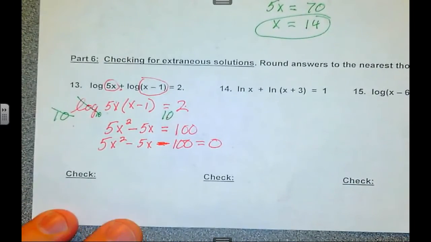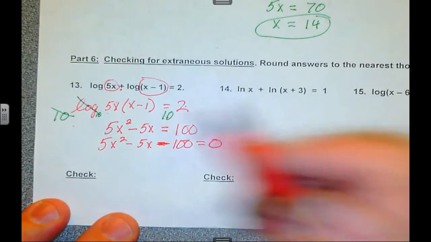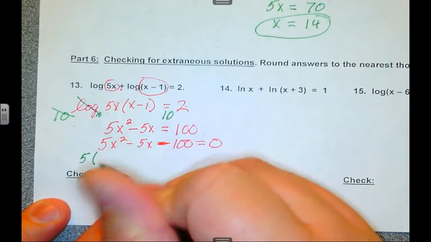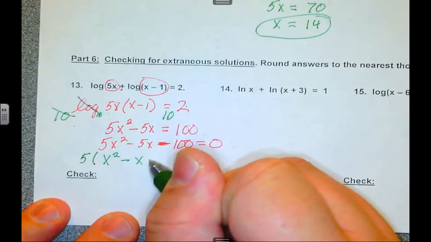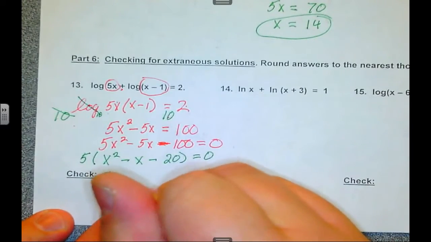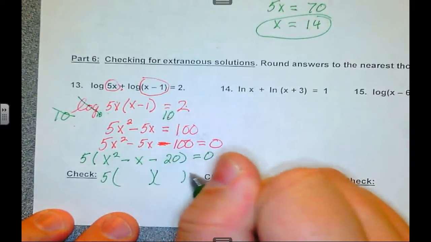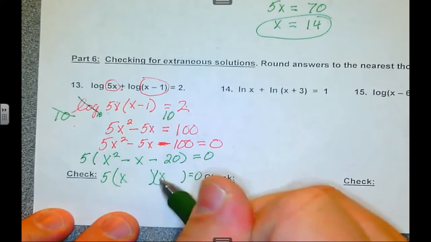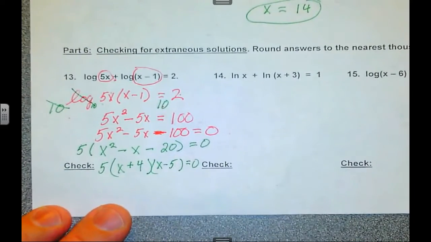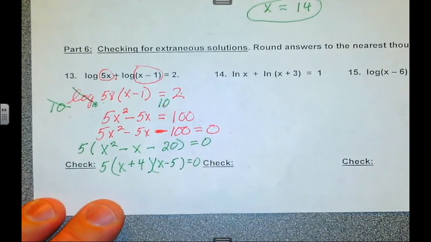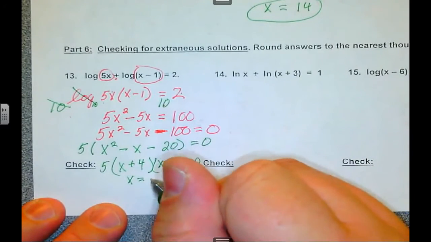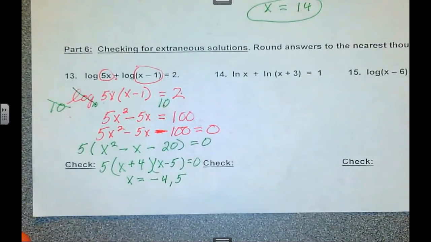Now I have to factor and solve. Isn't this fun? First thing I'm going to do is take a 5 out of each term, and I'm left with x squared minus x minus 20 equals 0. Keep going. I have to factor this. So I have an x, a minus 5, and a plus 4, because you guys are experts at factoring, right? So my solutions are what? What does x equal? Set each one of these equal to 0. Negative 4, comma 5.